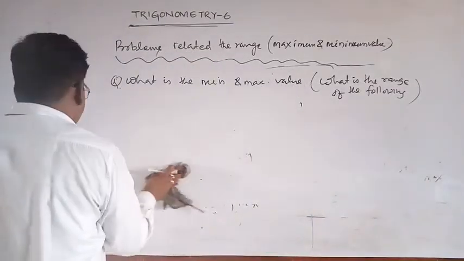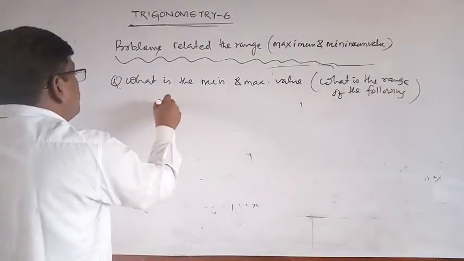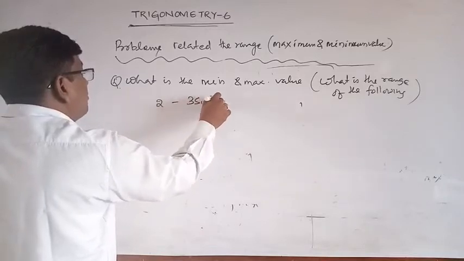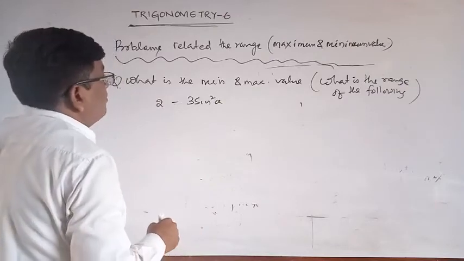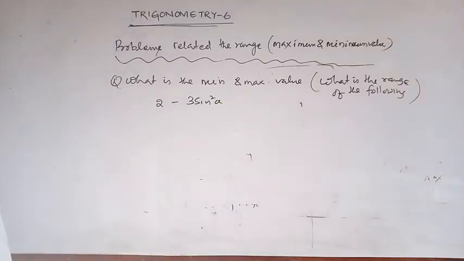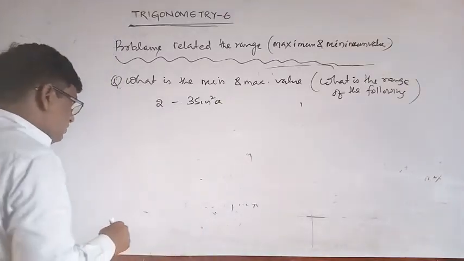Suppose you are given 2 minus 3 sin square theta. Find the minimum and maximum value of 2 minus 3 sin square theta. Same concept, solution.